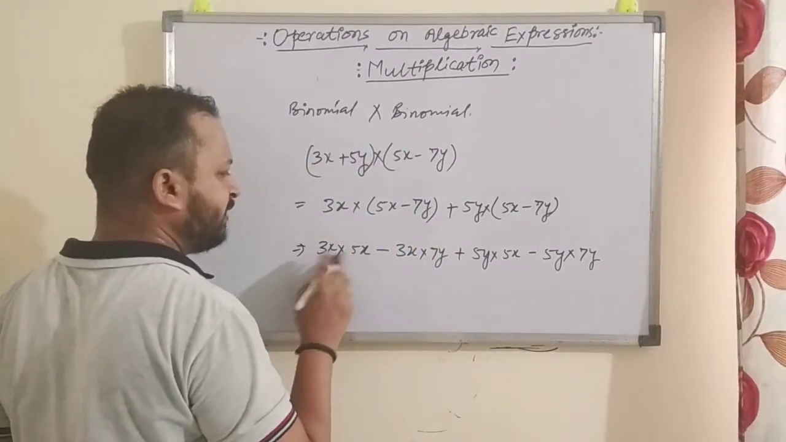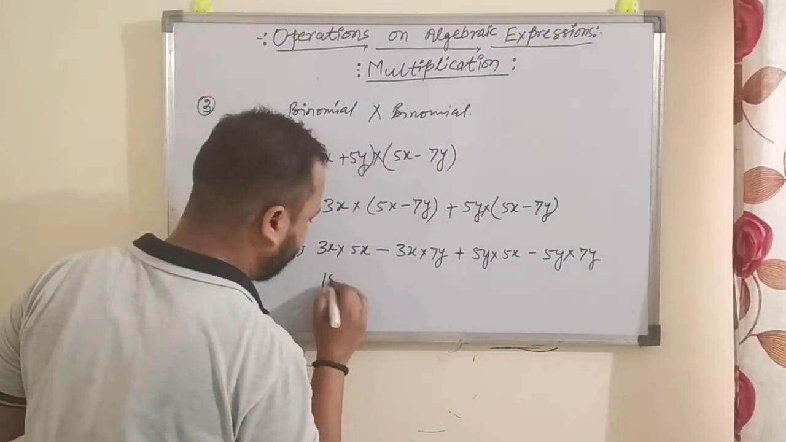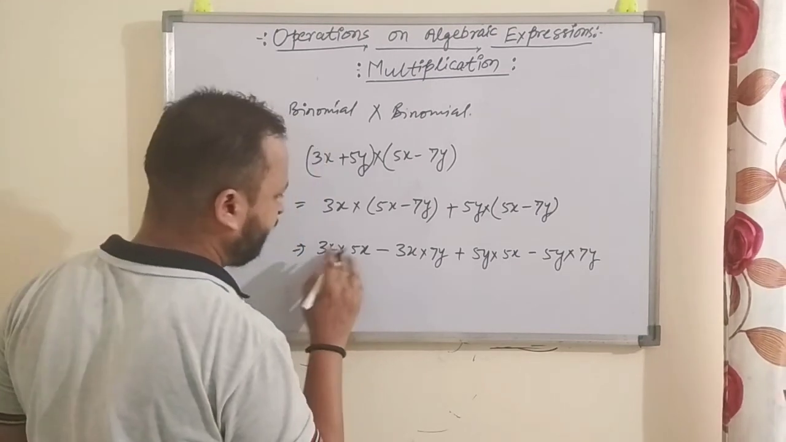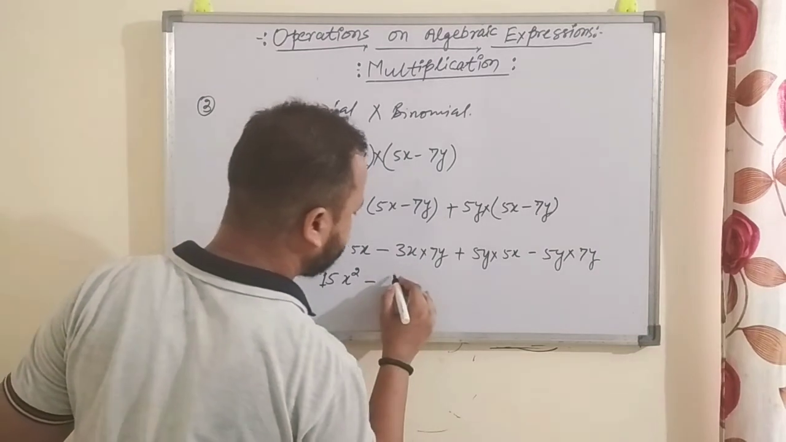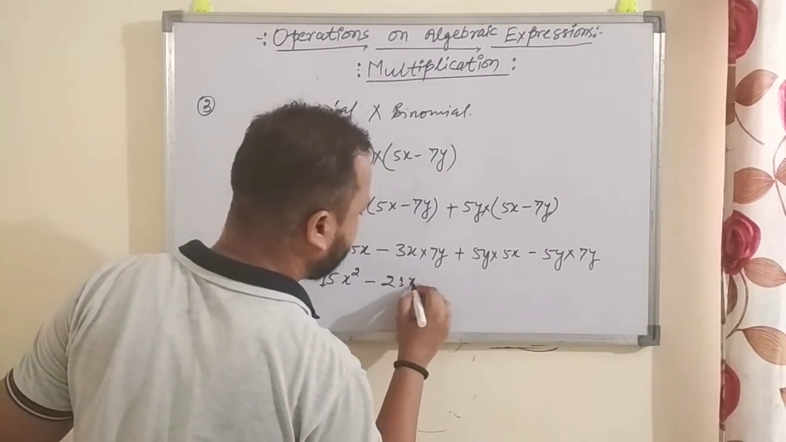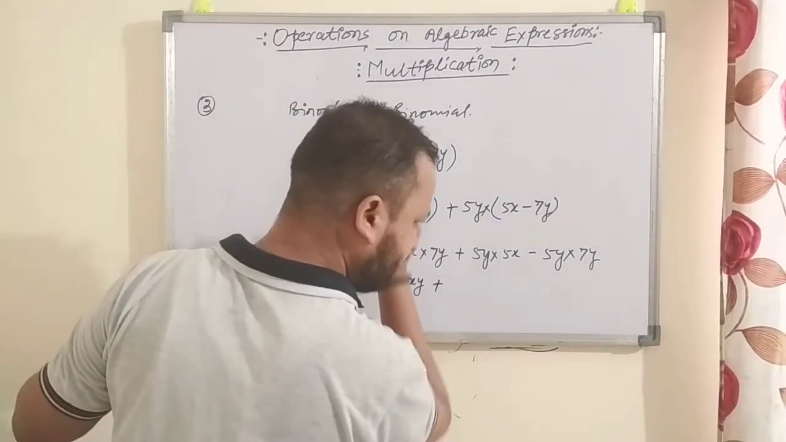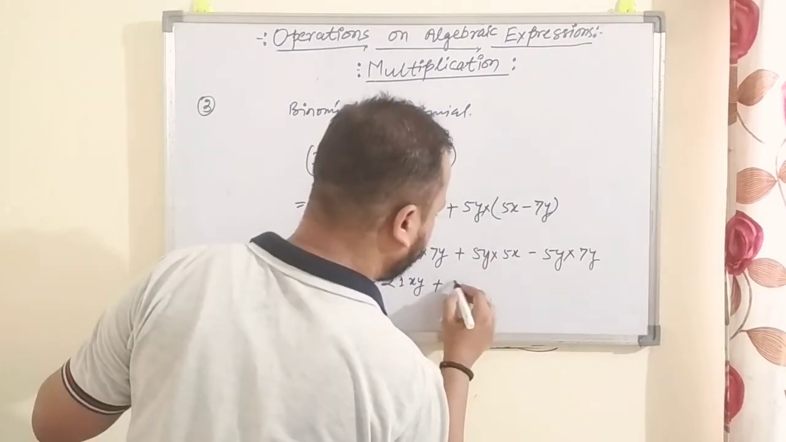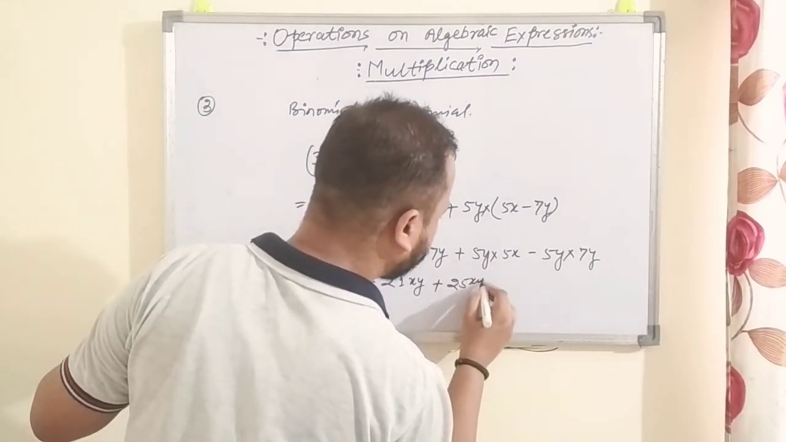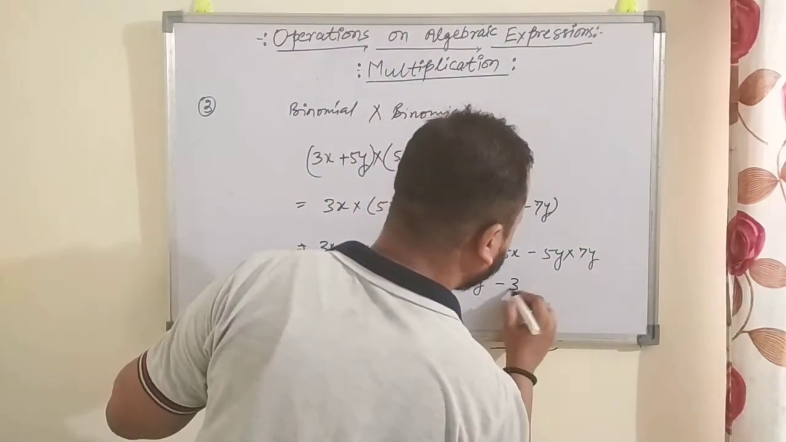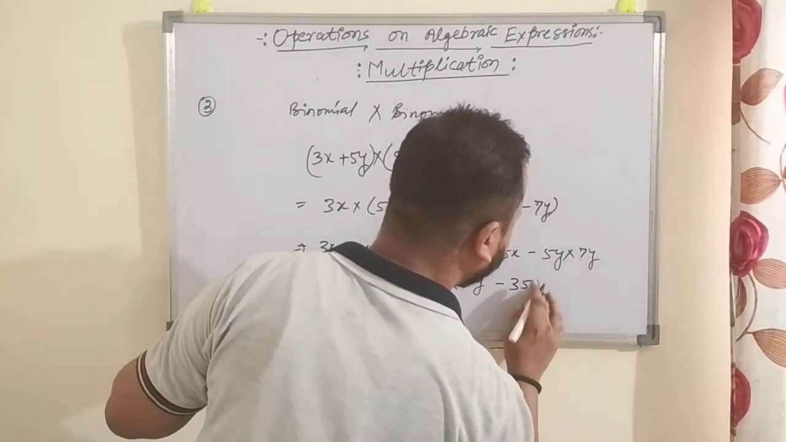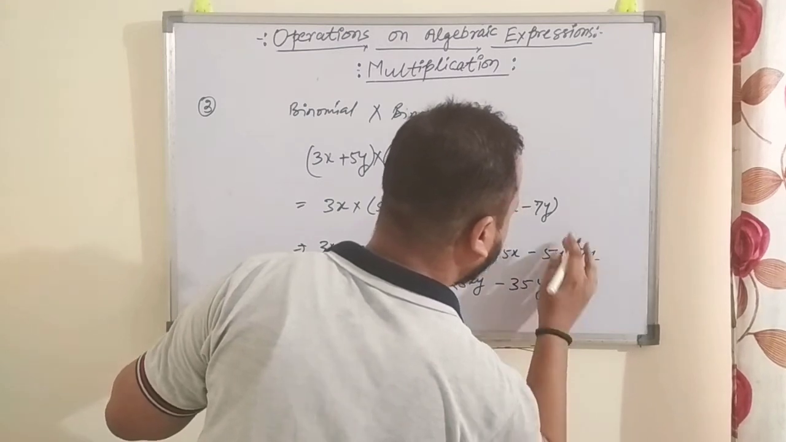First multiply the number, then the variable. So 3 times 5 is 15, x power 1 and x power 1, so x power 2. Minus 3 times 7 is 21xy, plus 5 times 5 is 25xy, minus 5 times 7 is 35, y power 1 and y power 1.